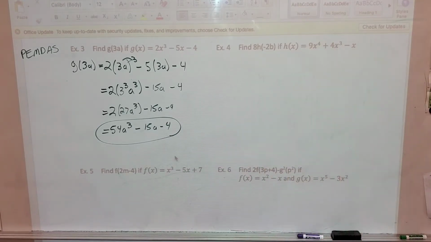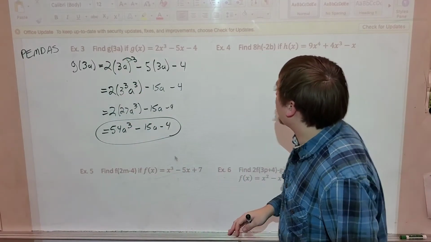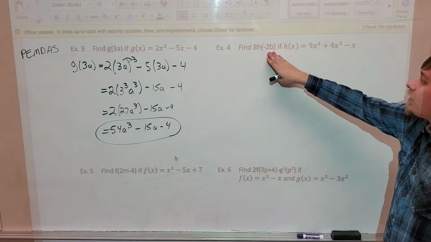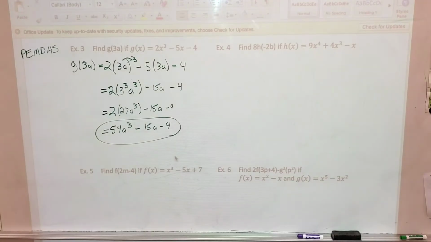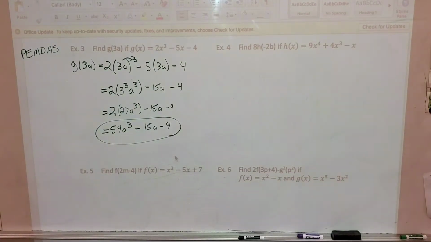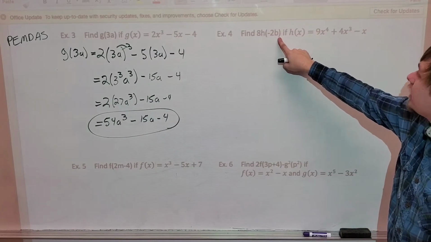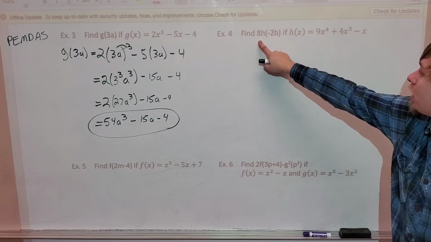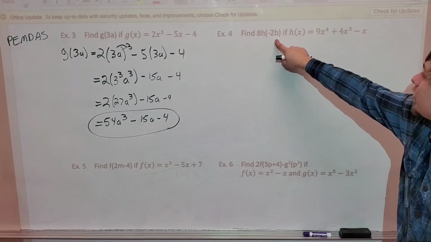Okay. So we're going to step it up a little bit. Now there's going to be 2 things done to the function. So this time we had an input for the function. Here we're going to have an input again, but we also have this 8 in the front. And so that means that you have to take the entire function h and multiply. So we've got this negative 2b that we need to plug in, but there's also this 8 out in front. So I'm going to copy this exactly how it is. I'm going to do the 8, and then I'm going to put h.